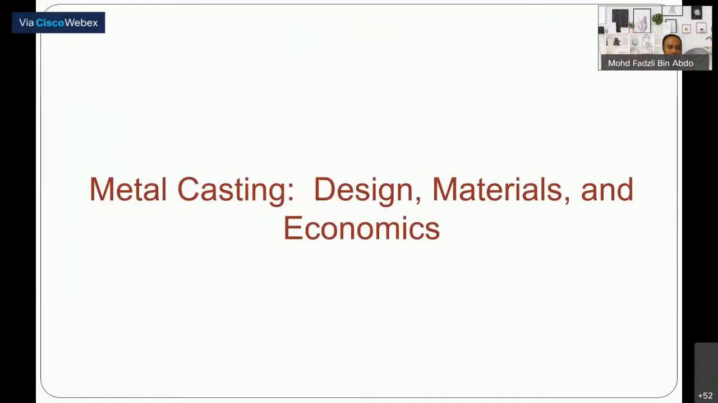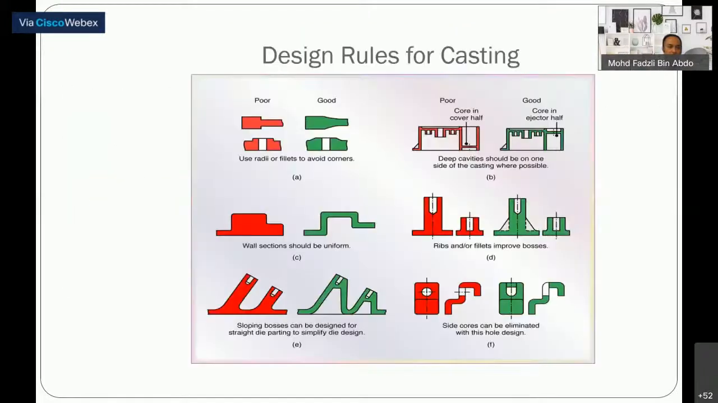Okay. Ini metal casting, design material economic. Ini contoh ni adalah design rules lah untuk casting. Use radius or fillet to avoid corners. Ini pula deep cavity should be on one side of the casting where possible. Ini contohnya ni. Okay. Ini good. Ini adalah poor. Okay. And then wall section should be uniform.